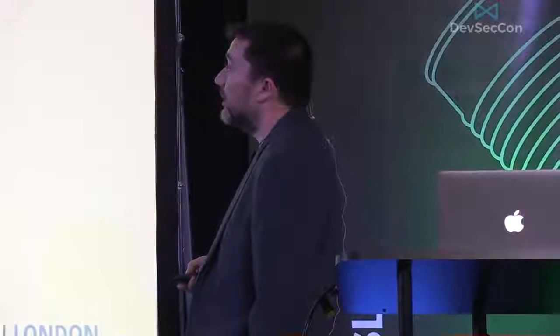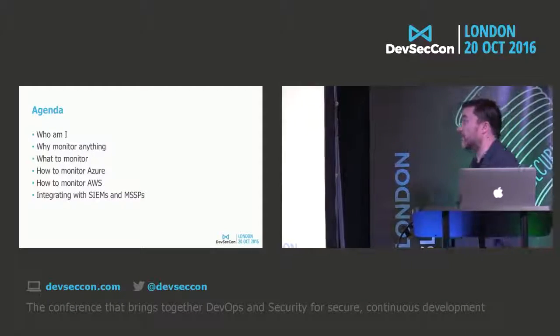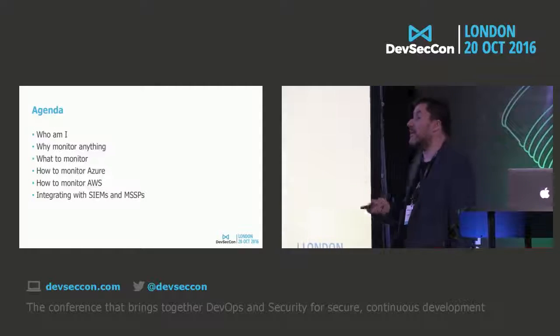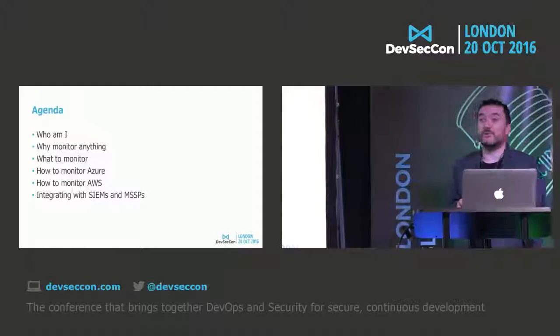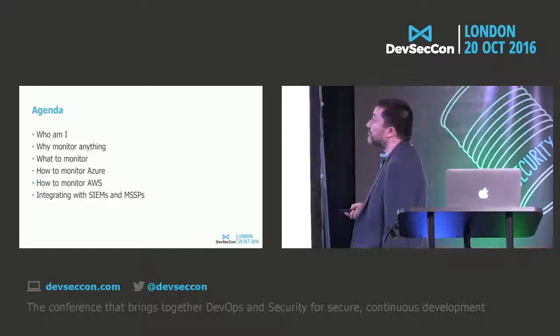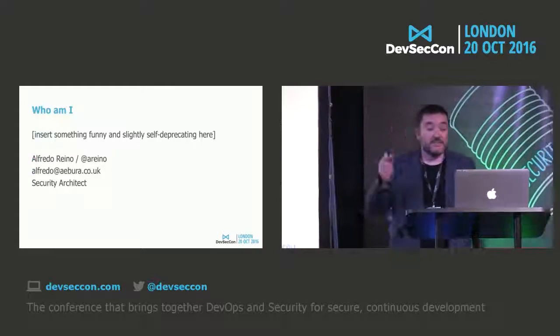I'm going to briefly introduce myself, and I promise to keep it short and boring. Anyway, why monitor anything? What to monitor? How do we do it for Azure and AWS? And then some options on integrating AWS and Azure logs into SIEM solutions and potentially MSSPs. So my name is Alfredo Reino.